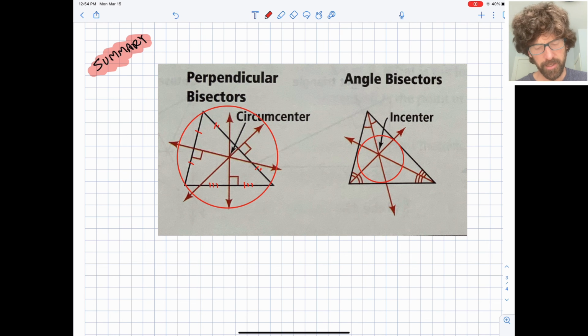All right, so some pretty powerful, pretty useful stuff just from perpendiculars and angle bisectors in a triangle. And that's a great place to stop.